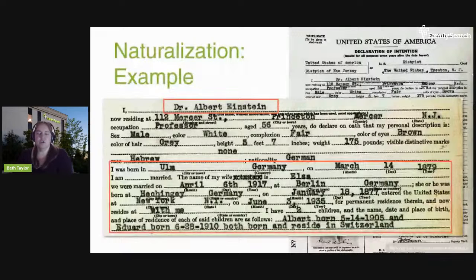And you'll notice he's got this great information about where he came from. It says, I was born in Ulm, Germany on March 14th, 1879. Then it says the name of my wife is Elsa. We were married on April 6, 1917 at Berlin, Germany. And she was born in this town in Germany on this date. Then we entered the United States on June 3rd, 1935 for permanent residence. Then it says I have 2 children and their names are Albert and Edward, and they're both born and residing in Switzerland. Lots of good information in this one naturalization record. So again, naturalization gives us lots of immigration clues.